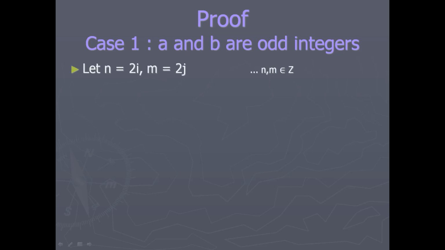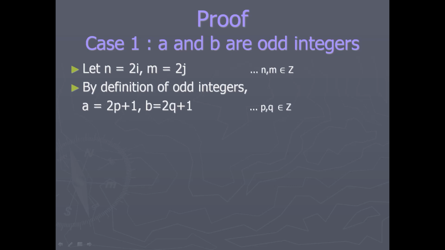So by the definition of even integers, I've taken n equals to 2i and m equals to 2j, where n and m are integers. Now by definition of odd integers, a equals to 2p plus 1 and b equals to 2q plus 1, where p and q are integers.